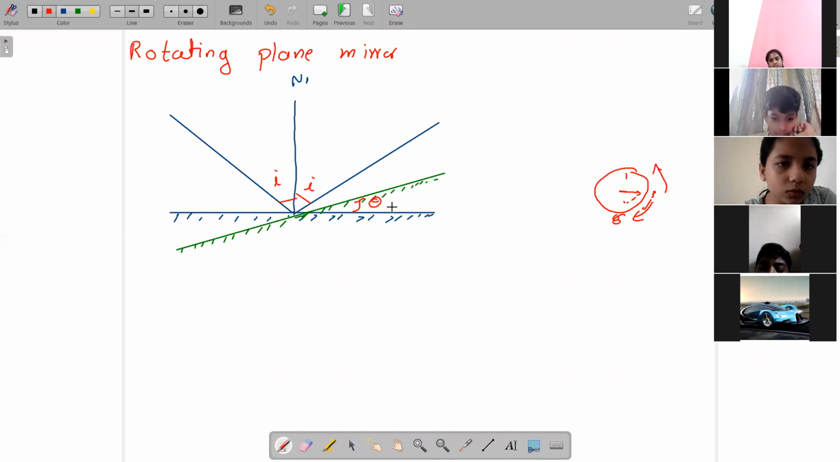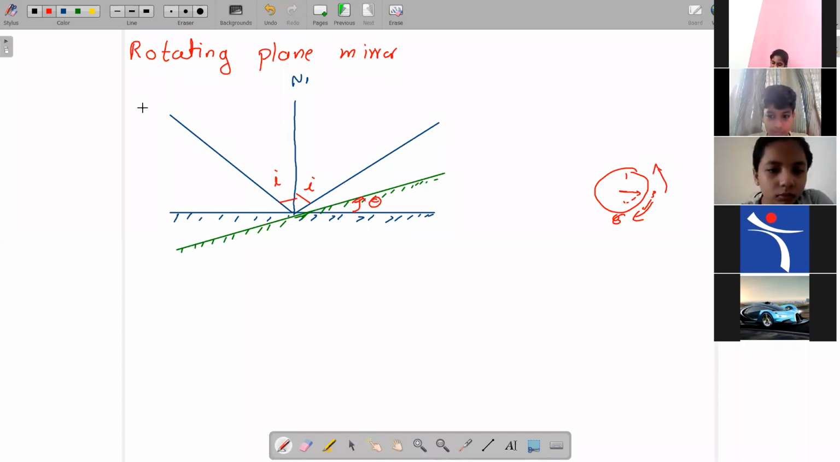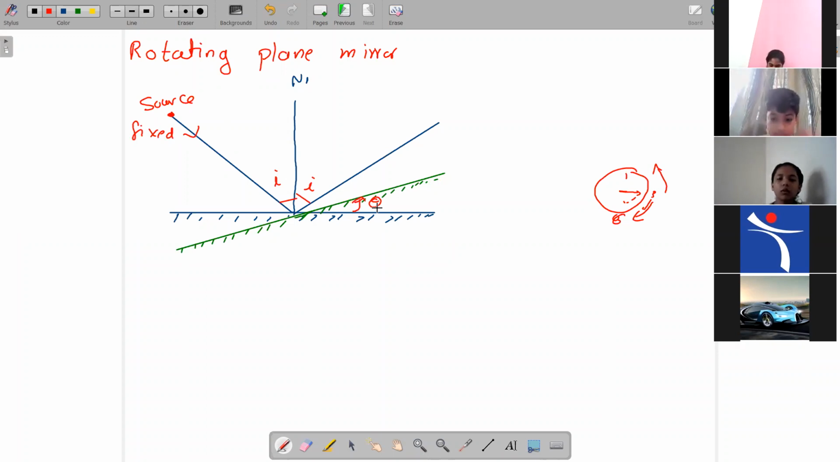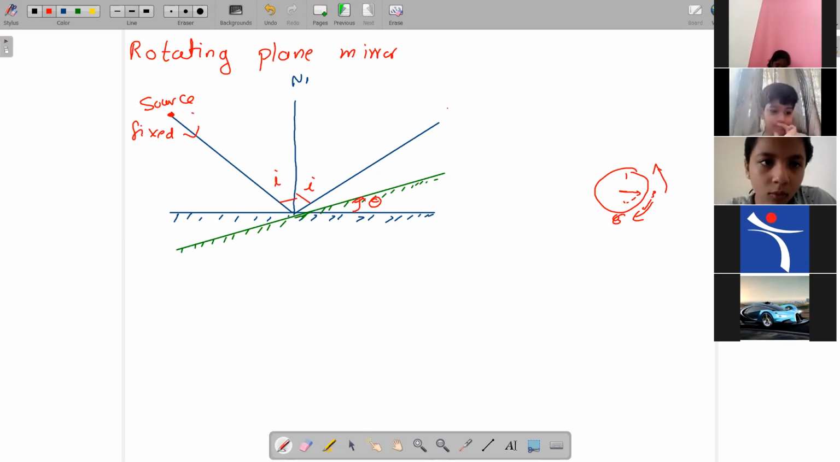Here I am rotating my mirror in the direction opposite to the rotation of the needles in the clock, so we take it as anti-clockwise rotation. When you rotate by an angle theta and fix it, this is the source, meaning where the incident ray is coming from. The incident ray is fixed; only the mirror is rotating by angle theta. This is the incident ray, and this is the first reflected ray.